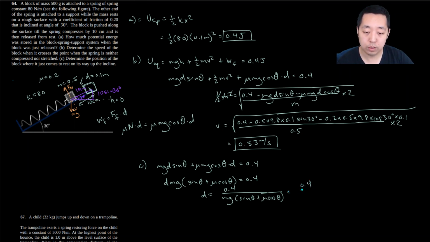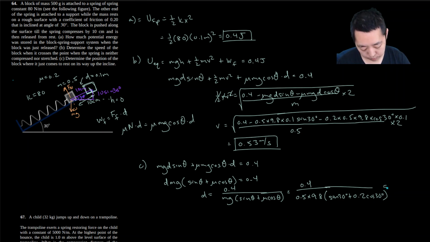So 0.4 divided by 0.5 times 9.8 times sine of 30 degrees plus 0.2 cosine of 30 degrees. Hmm. 0.4 divided by 0.5 times 9.8 times sine 30 plus 0.2 cosine 30. I get 0.121 meters. Okay.